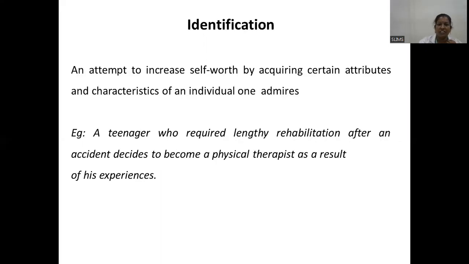Identification: an attempt to increase self-worth by acquiring certain attributes and characteristics of an individual one admires. Example: a teenager who required lengthy rehabilitation after an accident decides to become a physical therapist as a result of his experience.